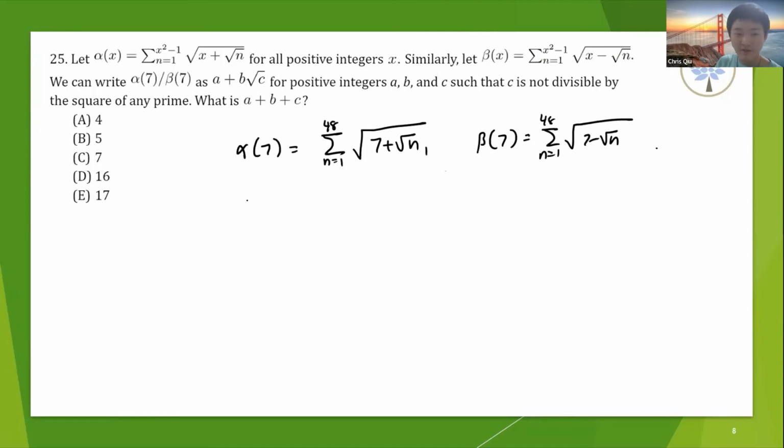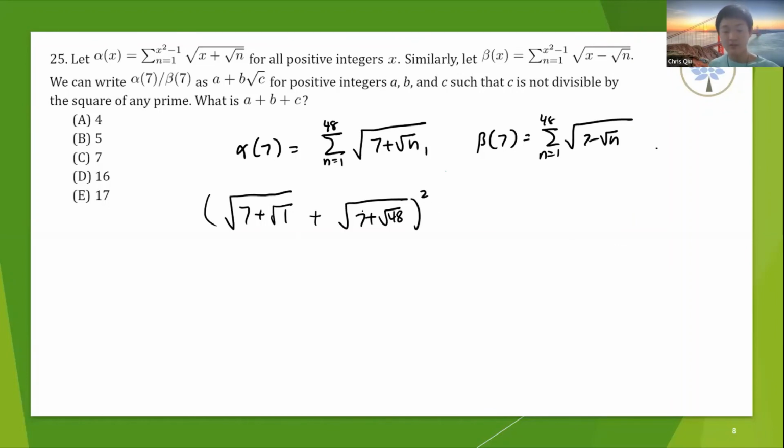But first, we're going to do something very interesting. So let's take this and this. Let's add them, and then let's square them. So what we're doing is we're pairing up terms in this sum, and then we're squaring them. And so if you do this, you get 7 plus root 1 plus 7.